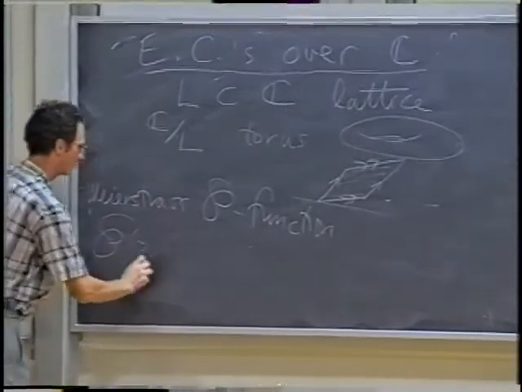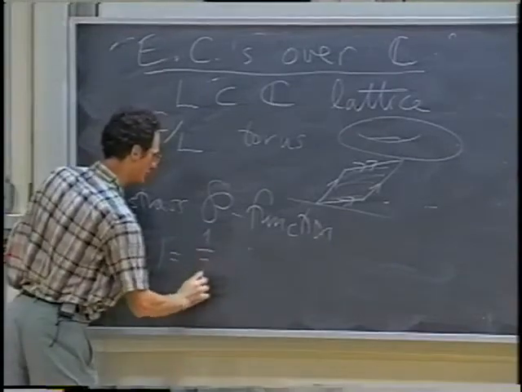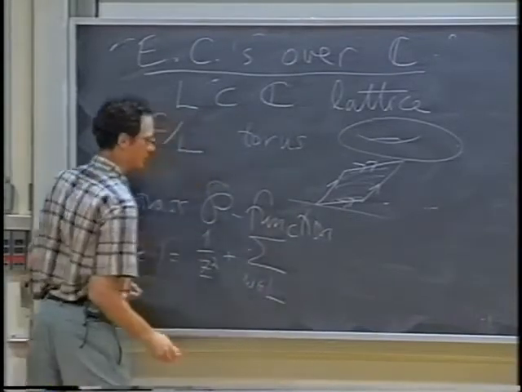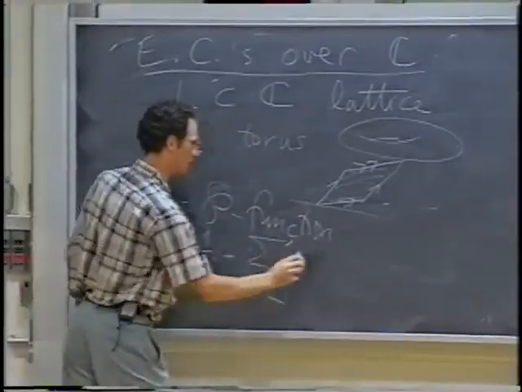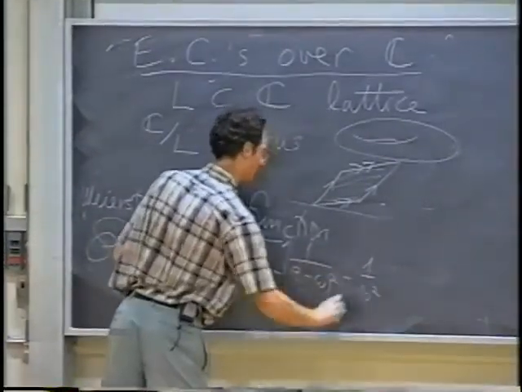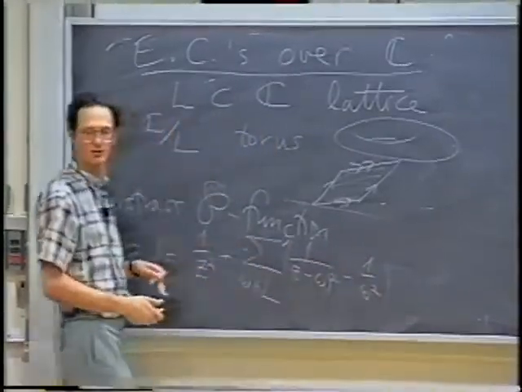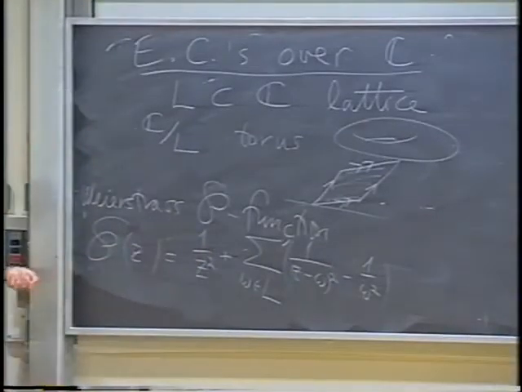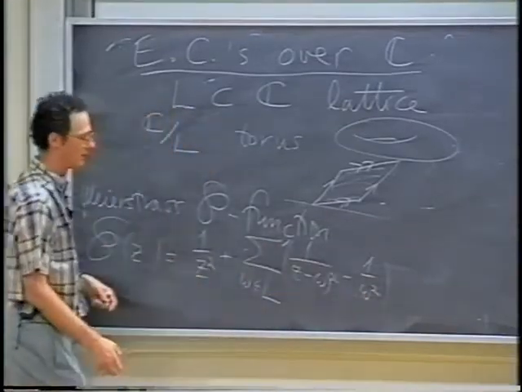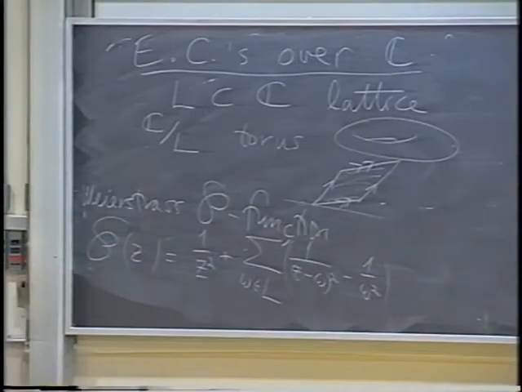Which is defined as follows. P of z, or you might want to put L into the notation too. It's 1 over z squared plus the sum over the elements omega in the lattice other than 0 of 1 over (z minus omega) squared minus 1 over omega squared. I mean, the obvious thing to do is just to sum over everything in the lattice of 1 over (z minus omega) squared. That would be periodic. Formally, it's clear. Unfortunately, that sum doesn't converge, so you need these convergence factors. And once you throw those in, it's not obvious that it's periodic, but it is. It's easy enough to check.